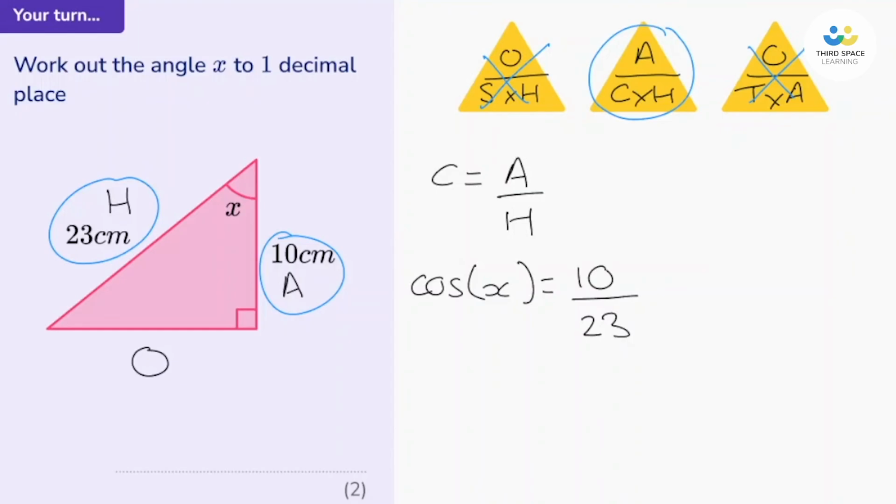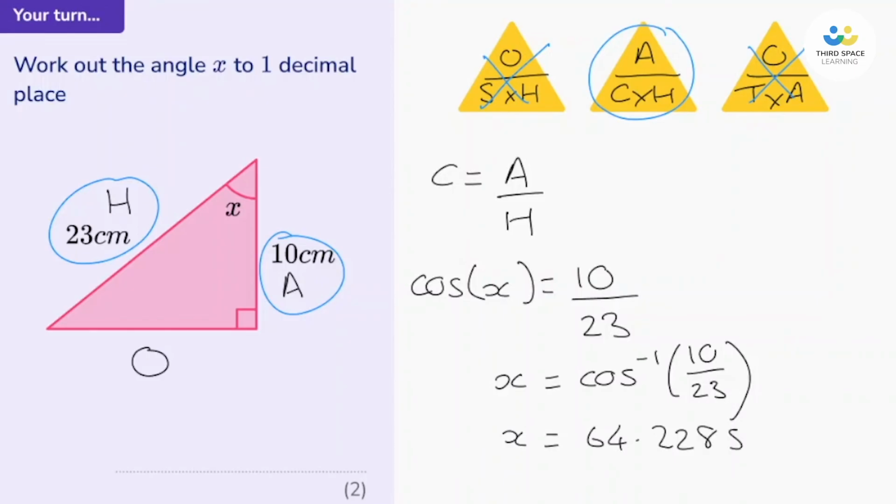Now to work out x, we need to take the inverse. So it's cos to the minus 1 of 10 divided by 23. So on our calculators, we're going to press Shift and cos, and then in the bracket, we're going to write 10 divided by 23. So x is equal to 64.22853... Always a good idea to write down a good number of decimal places.